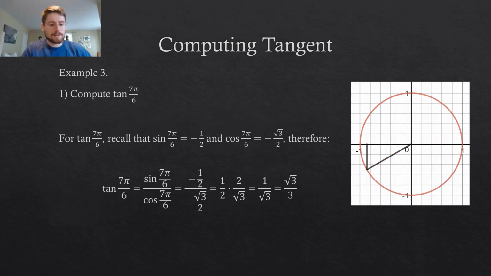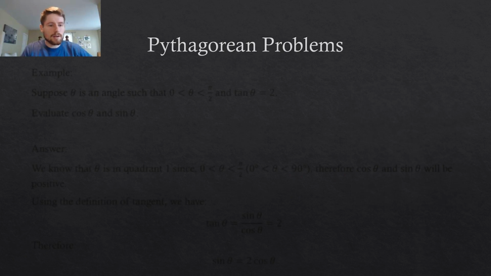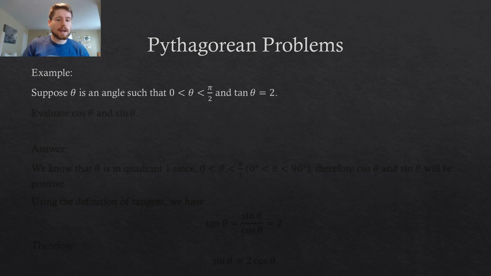Okay, the next problem we're going to look at is a little longer. Now we're going to look at a Pythagorean problem involving tangent, similar to those Pythagorean problems we had in the past. Suppose we have an angle between 0 and pi over 2, and the tangent of that angle is 2. Well, then that's saying the slope of that radius is 2, okay? So keep that in mind when we're solving this problem.